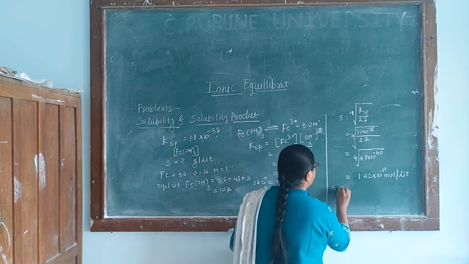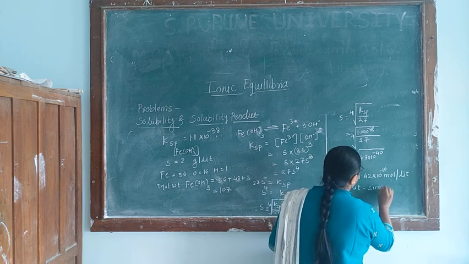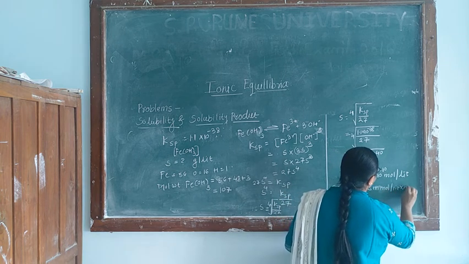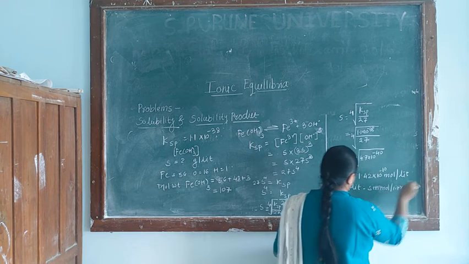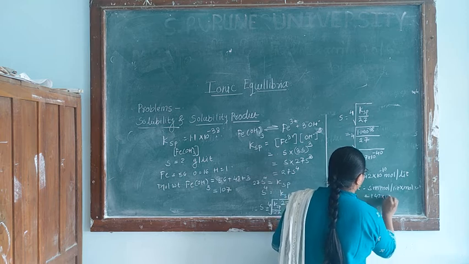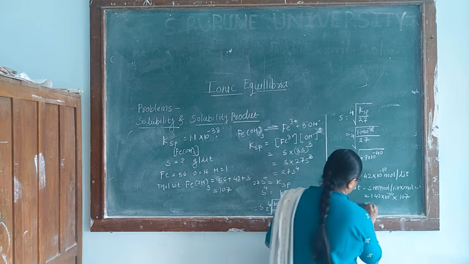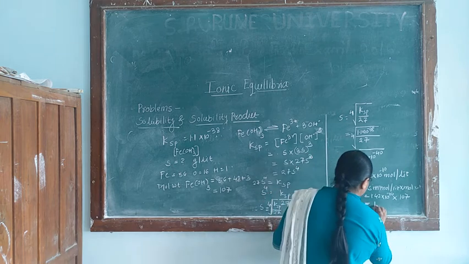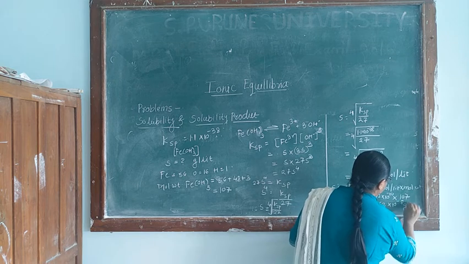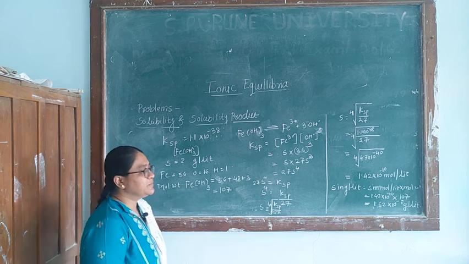Now to calculate solubility in grams per liter, what is the formula? Just the solubility in moles per liter into the molecular weight of the salt, that is ferric hydroxide. So 1.42 into 10 to the power minus 10 into the molecular weight, which is 107. So solubility in grams per liter is 1.52 into 10 to the power minus 8 grams per liter.